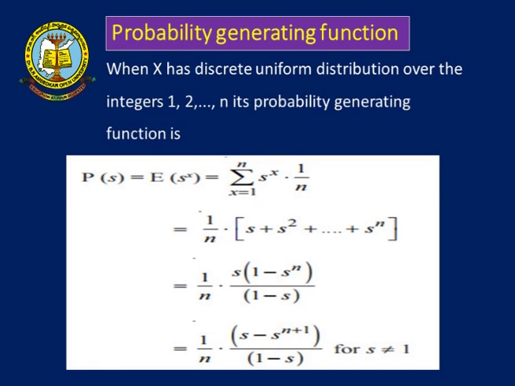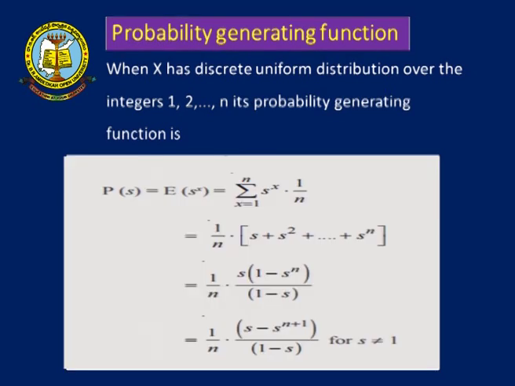Next, we can go for the probability generating function. The next important property is the probability generating function of the uniform distribution. When X has a discrete uniform distribution over the integers 1, 2, 3 and so on up to n, its probability generating function is, generally, P(s), where s is the function variable. P(s) is equal to the expectation of s to the power of X.